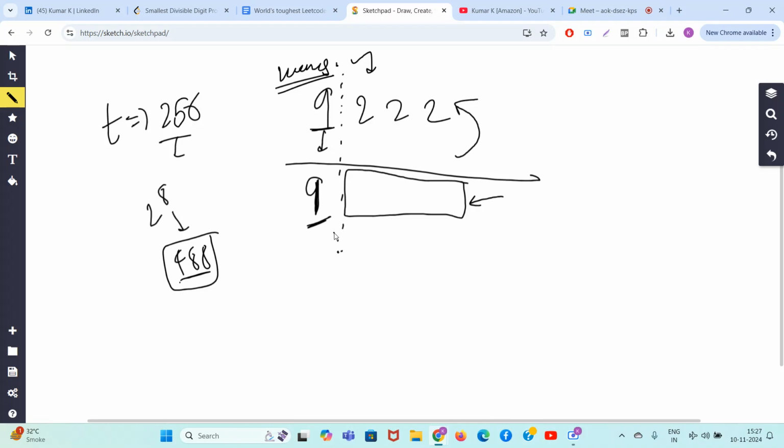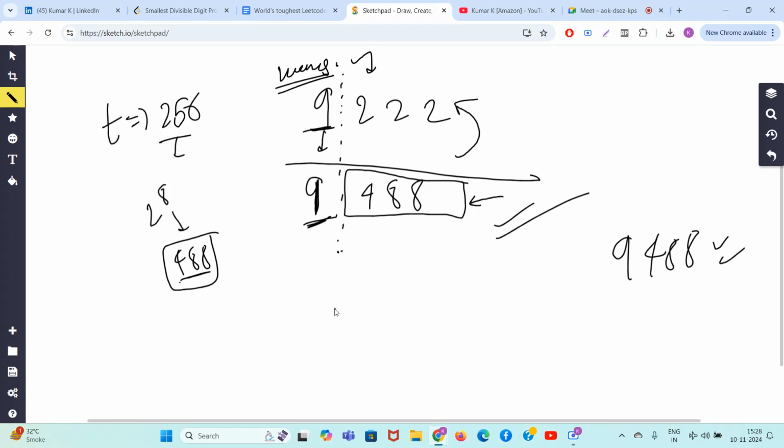Now, you can just write 488 here, right? And the problem is solved. Correct. Done. Now, why is it correct? Think about it. The first number is matching, so it gets closer to that number. Okay. So, 9488 is the correct answer.